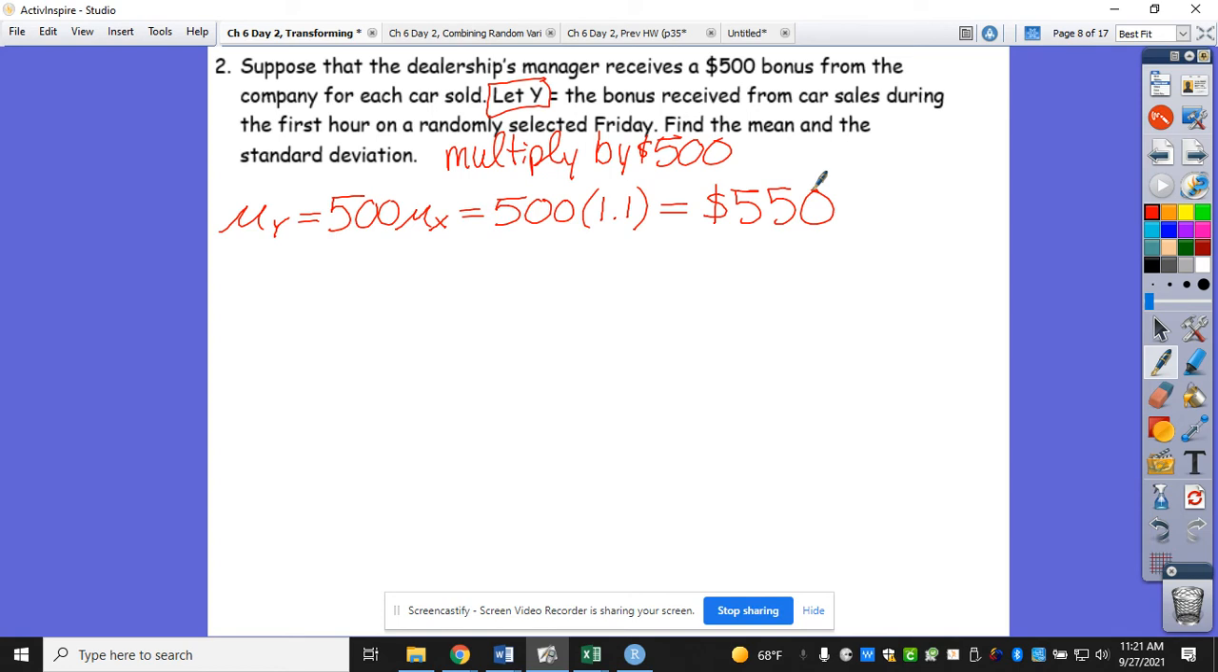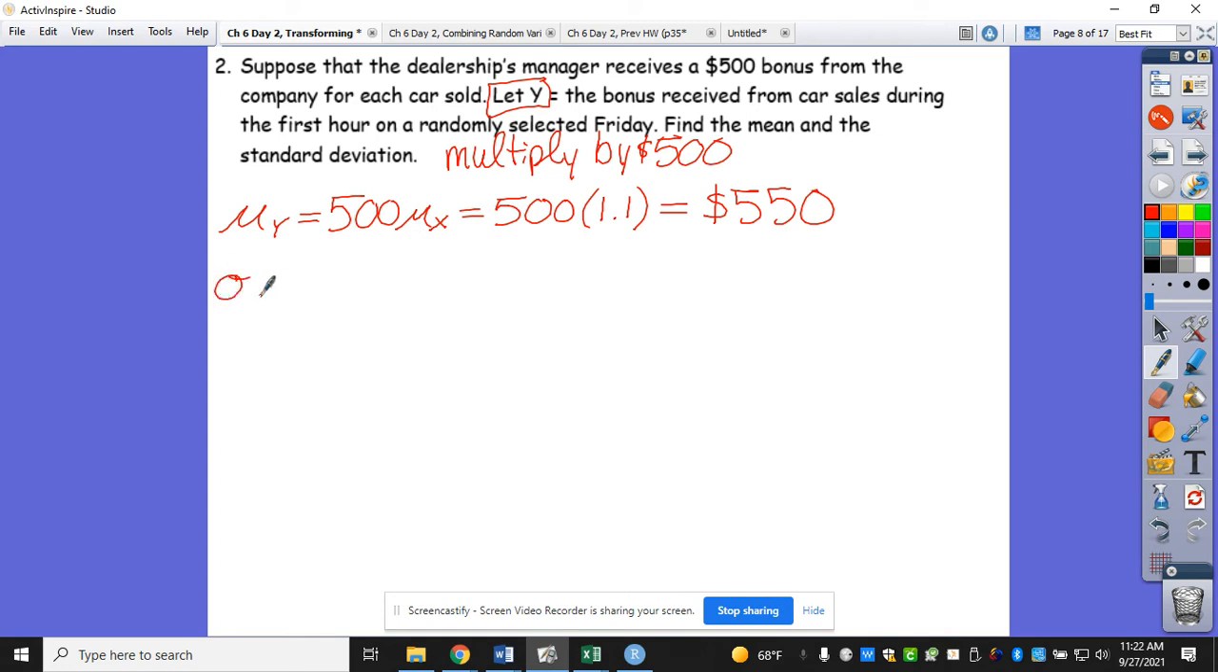So our new mean there, in the first hour of business on randomly selected Fridays, we would expect the bonus received from sales would be about $550.